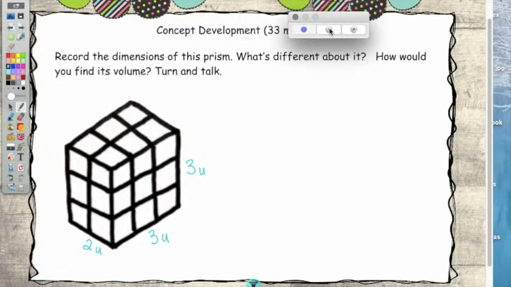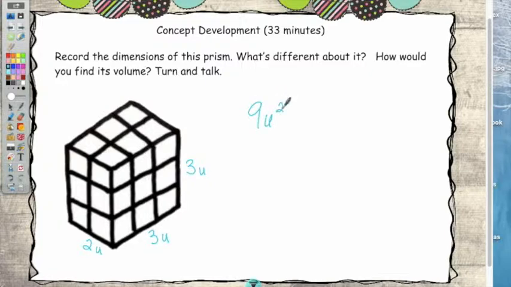So on this one, table 2, you get to help me. Table 2, what do you think? 3 times 3. Okay. Do you want to do that in your head or do you want to write it down? Yeah, do it in your head. Okay, so what's 3 times 3? 9 units squared times 2 units equals 18 units cubed. Good.